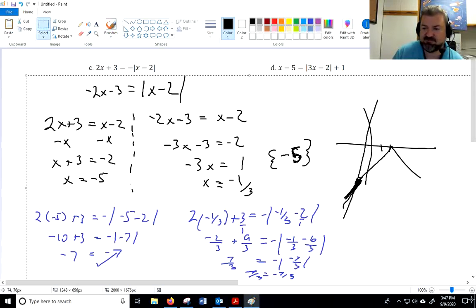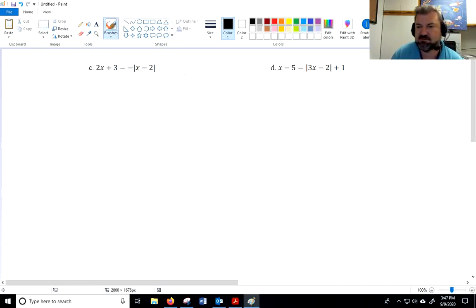All right, let me erase that and give me room to work the next one. So I have x minus 5 equals the absolute value of 3x minus 2 plus 1. I'm going to subtract 1 from each side, giving me x minus 6 equals the absolute value of 3x minus 2. Remember, our first goal was to get the absolute value bars alone. I should have reminded you of that. That's my goal. I just had to get rid of this pesky little plus 1, and now I'm in a good place.